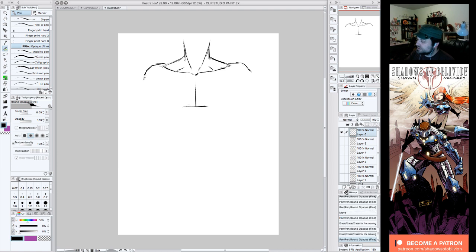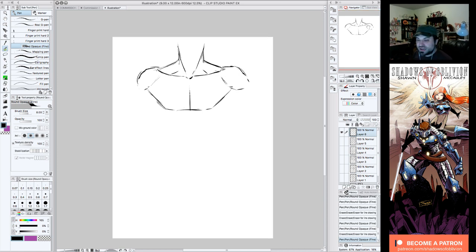And the chest does have a little division with the shoulder here. The main chest muscle is going to come from the armpit and down to where our measurement was for one head length down. Everyone with me so far? I haven't lost anyone yet?